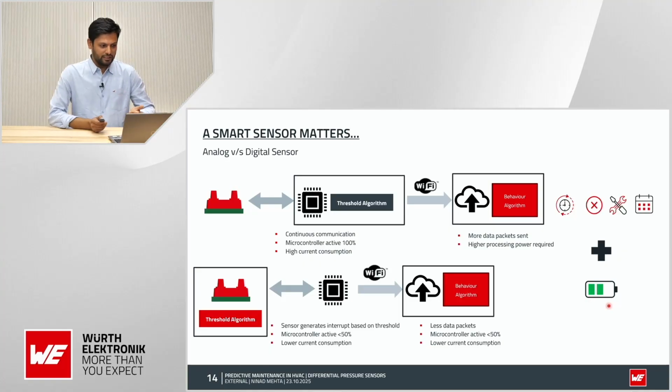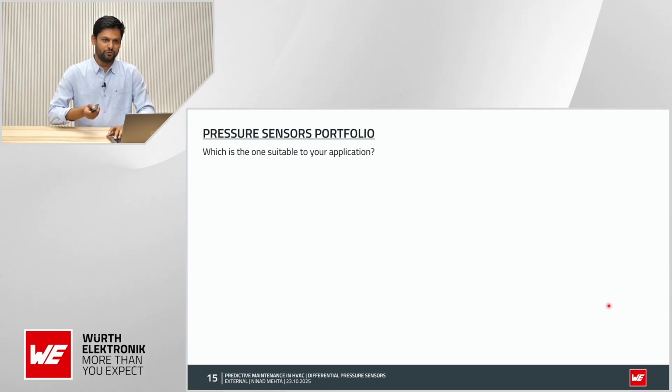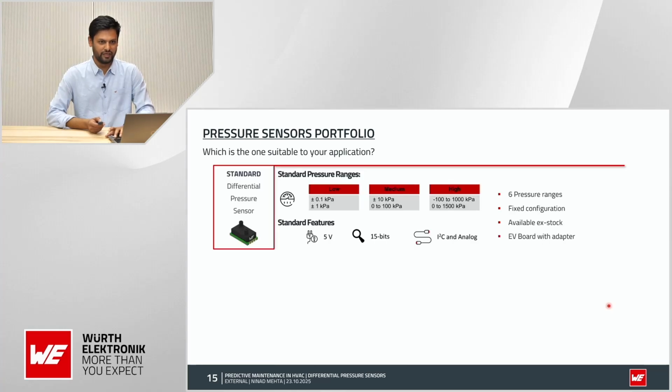Now we come to the last part of our presentation, where I want to introduce our pressure sensor portfolio that we have right now. We have differential pressure sensors starting from 0.1 kilopascal to 1500 kilopascal, so from a very low pressure range to a high pressure range, and all of them run on 5 volts, or some of them on 3.3 volts, with 15 bits of resolution, and they are ready to interface with the microcontroller with I2C and analog or SPI output as well.